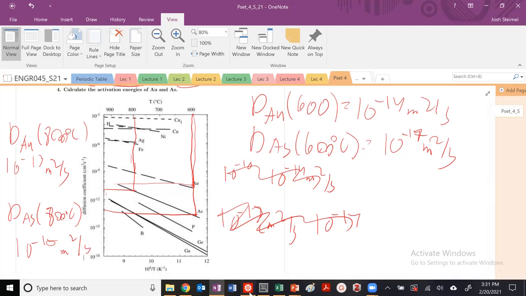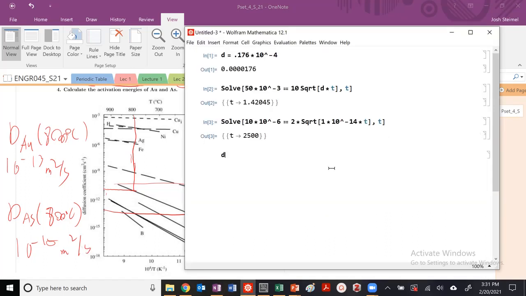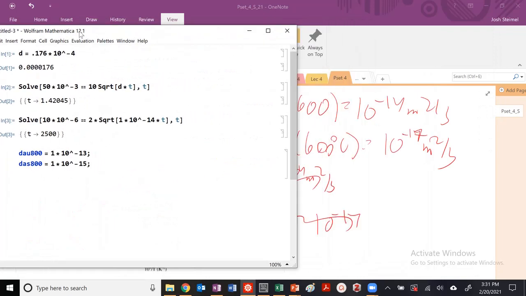I'm going to plug all those values into my handy method. So D_Au at 800 equals 1 times 10 to the minus 13. D_As at 800 equals 1 times 10 to the minus 15. Let's go ahead and move it back over to the other side.